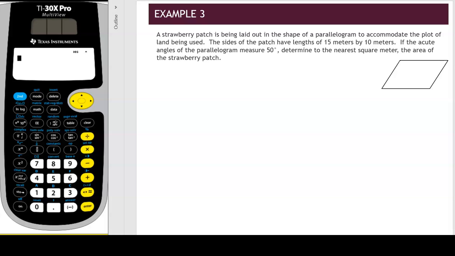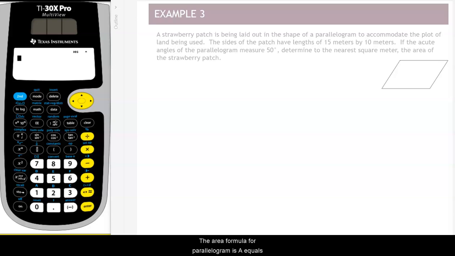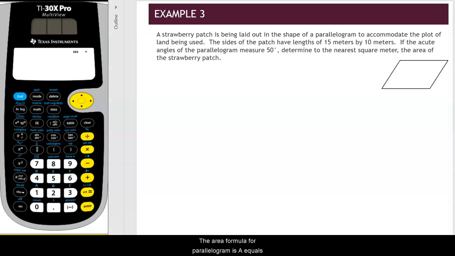Example 3. A strawberry patch is being laid out in the shape of a parallelogram to accommodate the plot of land being used. The sides of the patch have lengths of 15 meters by 10 meters. If the acute angles of the parallelogram measure 50 degrees, determine to the nearest square meter the area of the strawberry patch. The area formula for a parallelogram is A equals B times H, or base times height.